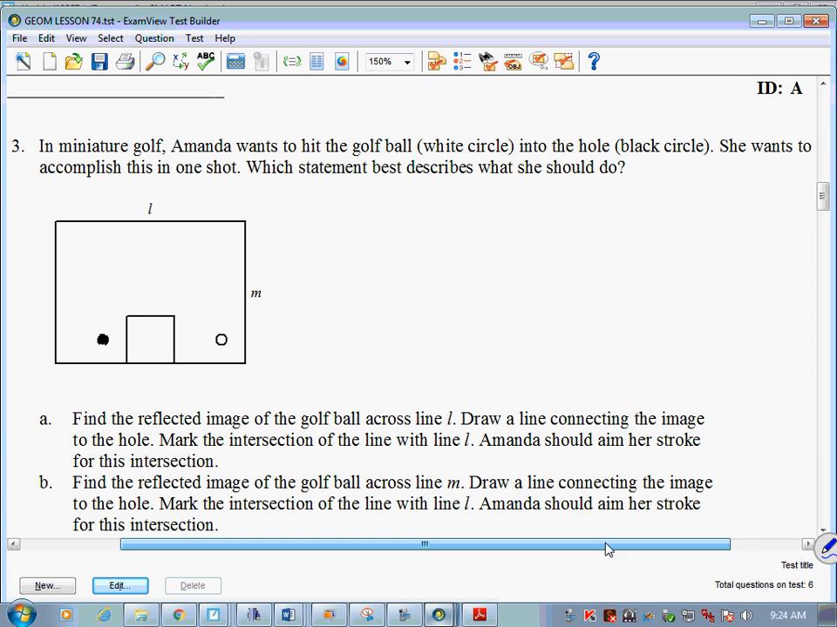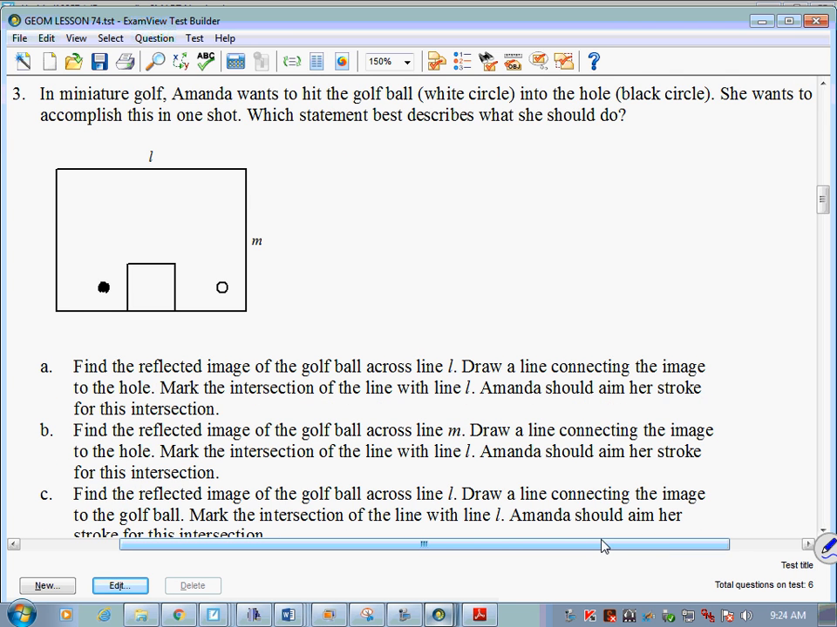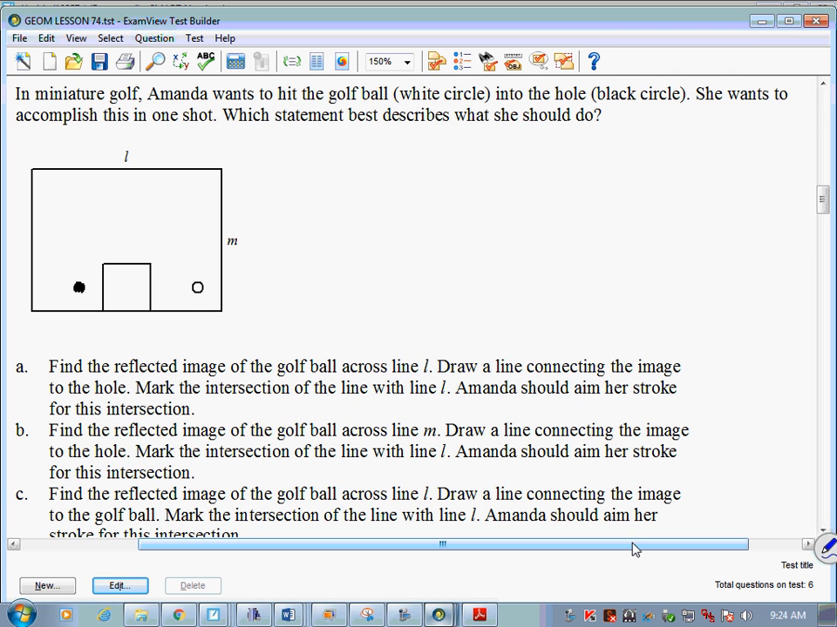This one's a little bit of a different question, and I've had this question on tests. I don't know that I'll keep using it as a test question because I feel like it's a little out there. It says, in miniature golf, Amanda wants to hit the golf ball, which is our white circle, into the black circle. She wants to accomplish this in one shot. Which statement best describes what she should do? And so I'm going to kind of tell you what they're expecting. And I don't know if this will help you with your golf game or not.